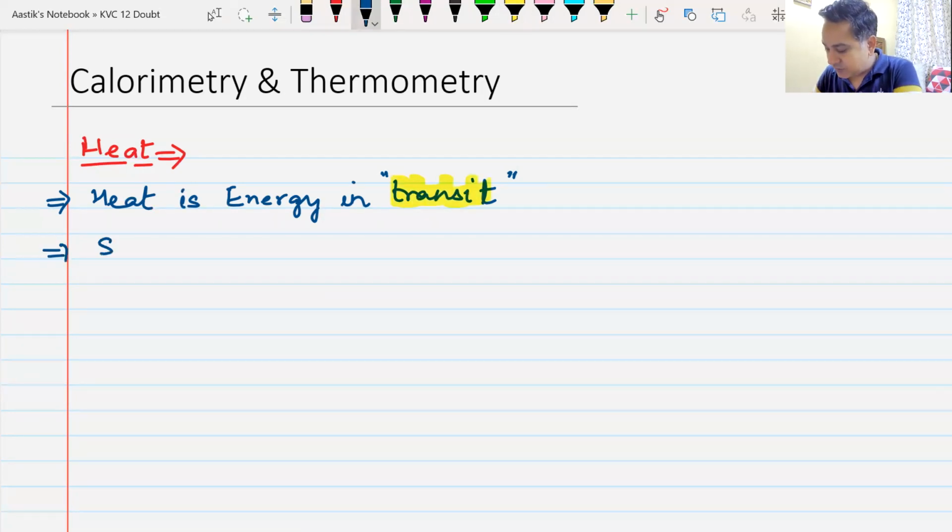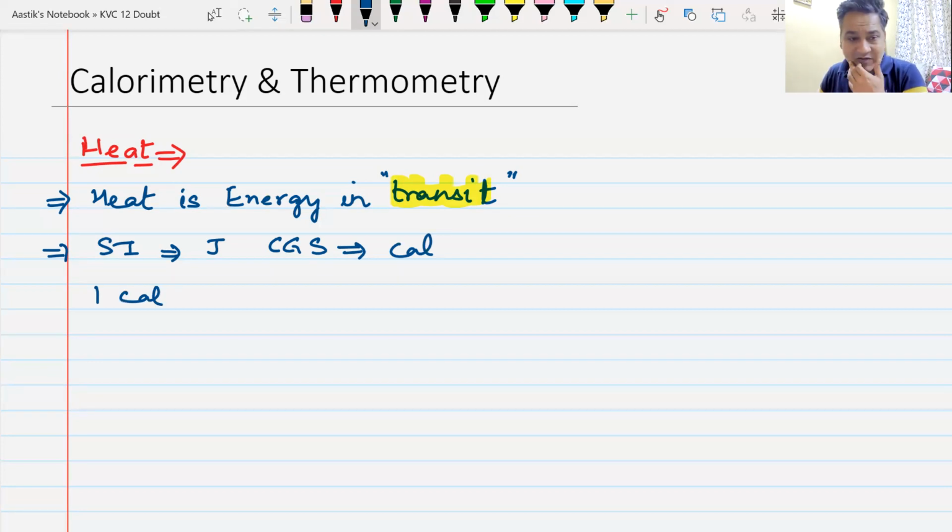The SI unit of heat is joules, and one more unit that we use is calorie. You can call that the CGS unit. The CGS unit is cal, and you must remember the relation between calories and joule. What is the relation? Yes, 1 calorie can be taken as 4.2 joules.